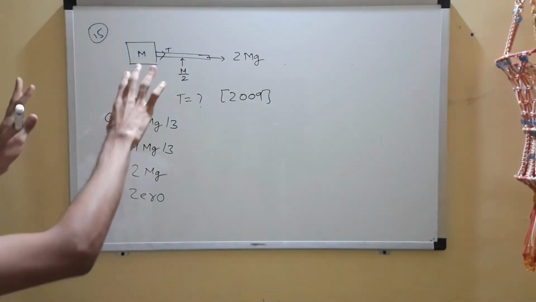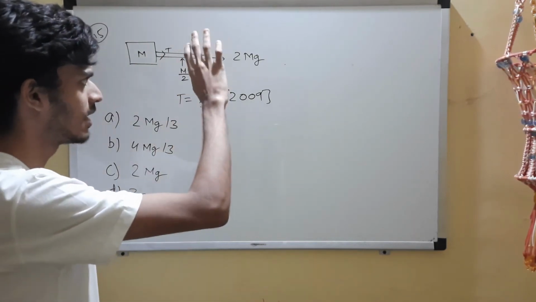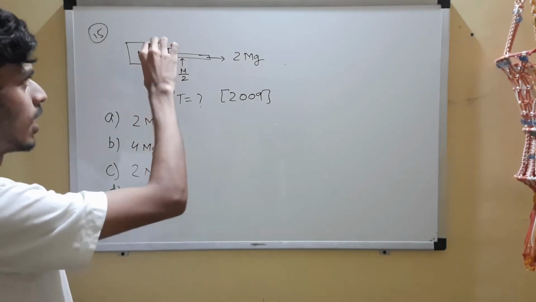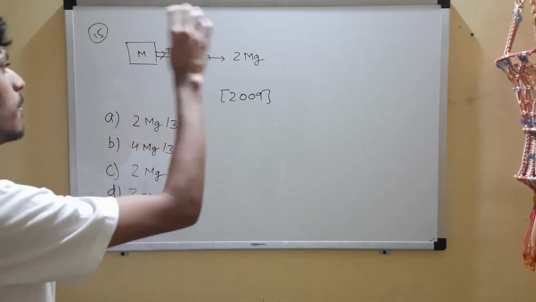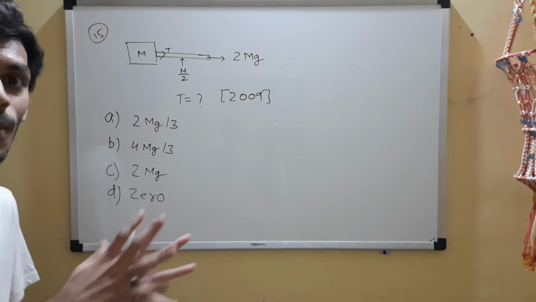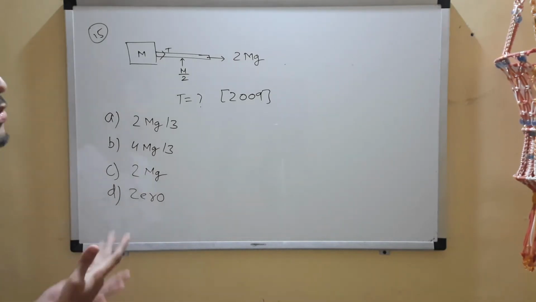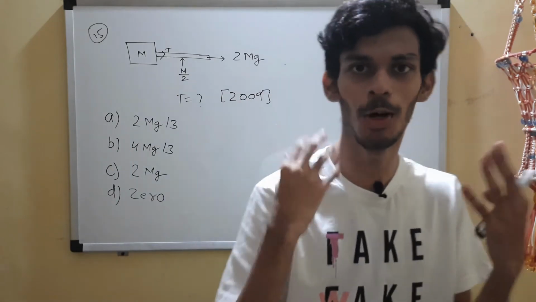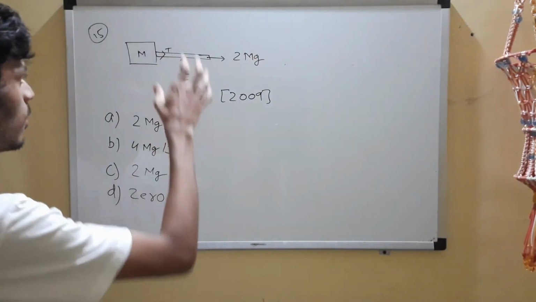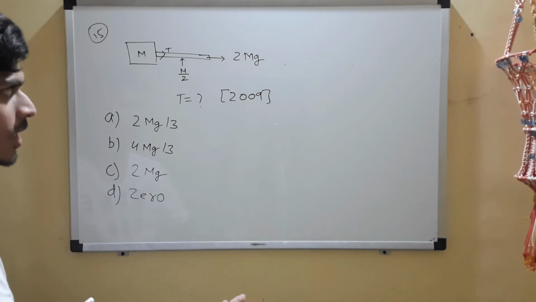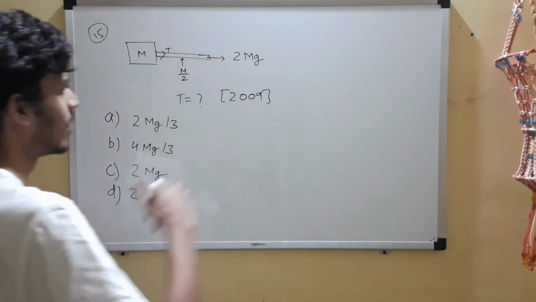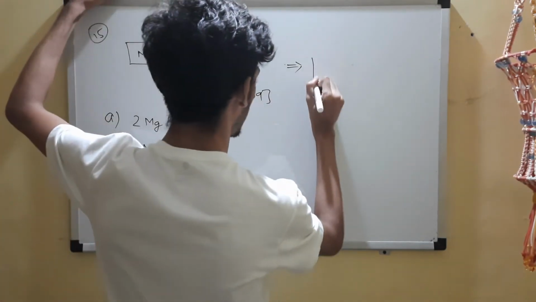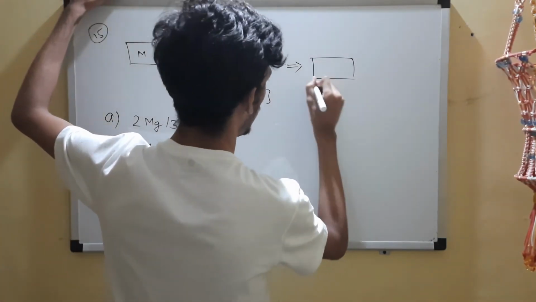So if this was a massless string, then whatever force you exert, 2 mg, the same amount of tension would have been reflected here. T would have been equal to 2 mg if it was a massless string, but now it is not a massless string. Now you might have your own ways of doing this question. Go ahead and do it. You might know how to find the tension in a massive string, but I'm going to do it in a different way. I'm just going to break this question down in the format of the previous question.